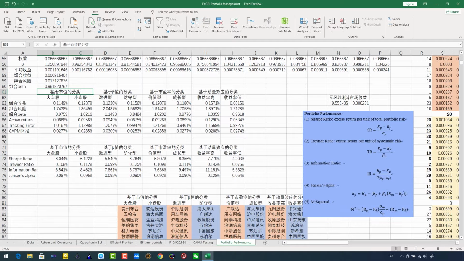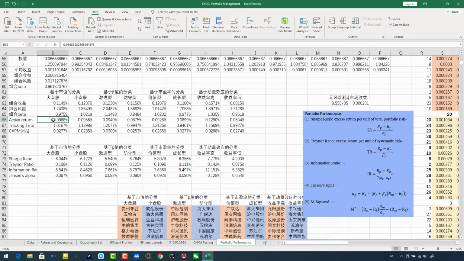Based on the market capitalization, we have the big cap and small cap. And for the big cap and small cap, the result for portfolio return and risk, we have already done that. And also the portfolio beta, we just write down here.